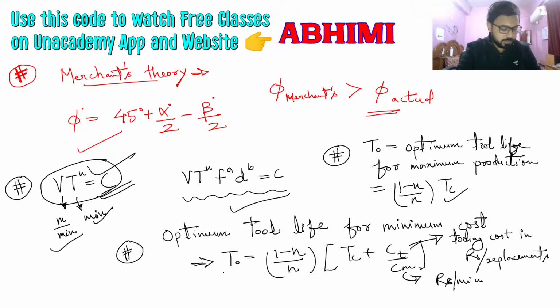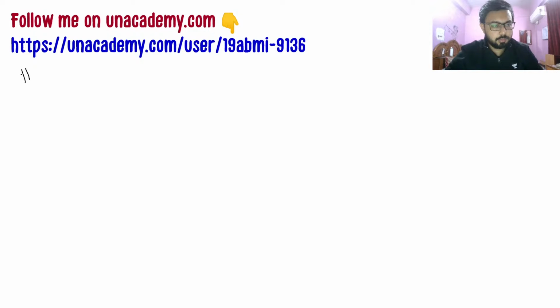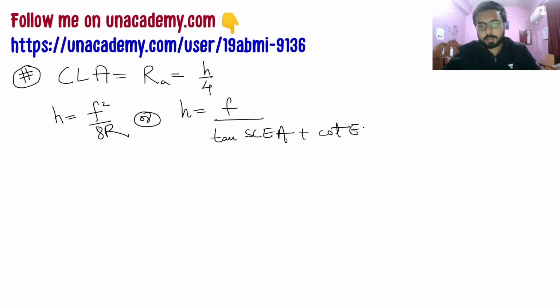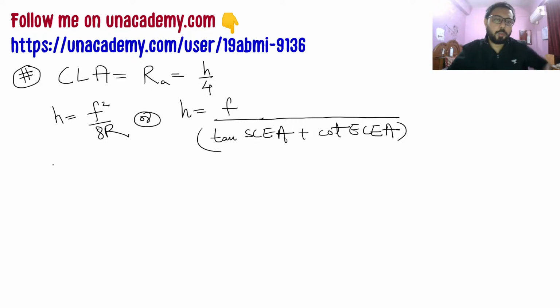So let's just conclude our class here. The last thing that we have to discuss is this center line average, which is equal to h by 4, where h is surface roughness. What I just discussed about surface roughness is f square by 8r if the nose radius is given, or if it is not given, then it will be f divided by (tan of side cutting edge angle plus cot of end cutting edge angle). So that will be the formula of surface roughness, and if we divide by this 4, then we will get center line average.